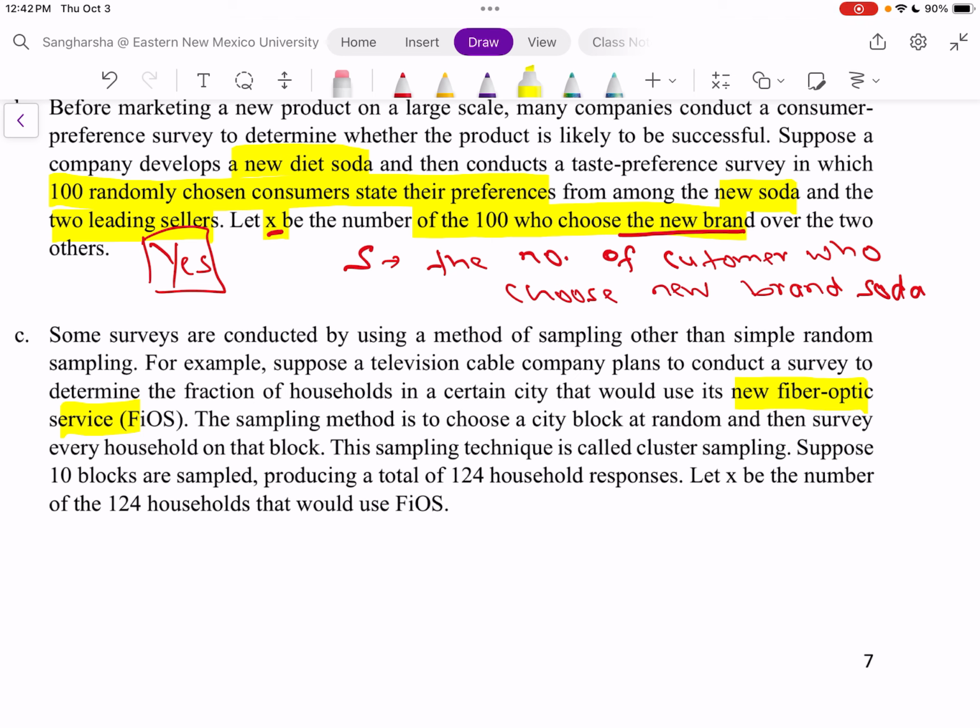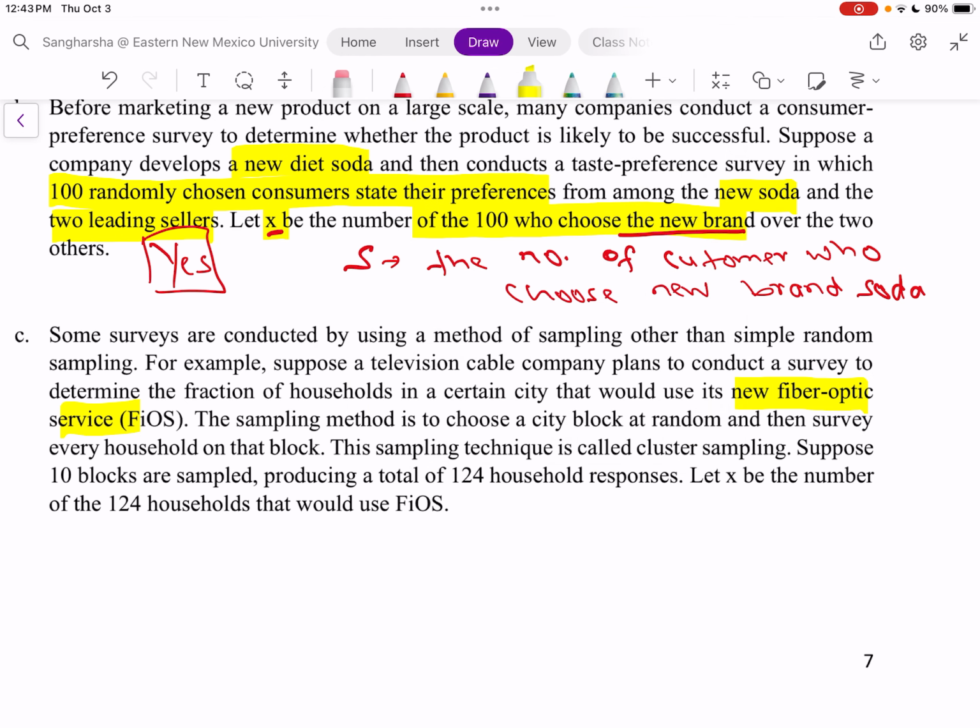Like in Portales, we have different residential areas, right? So let's call each residential area one block. They choose a block at random, then they survey every household on that block. So at first they choose the residential area, and in the residential area we might have a different number of households, right? Then they surveyed each household from that block. Okay.